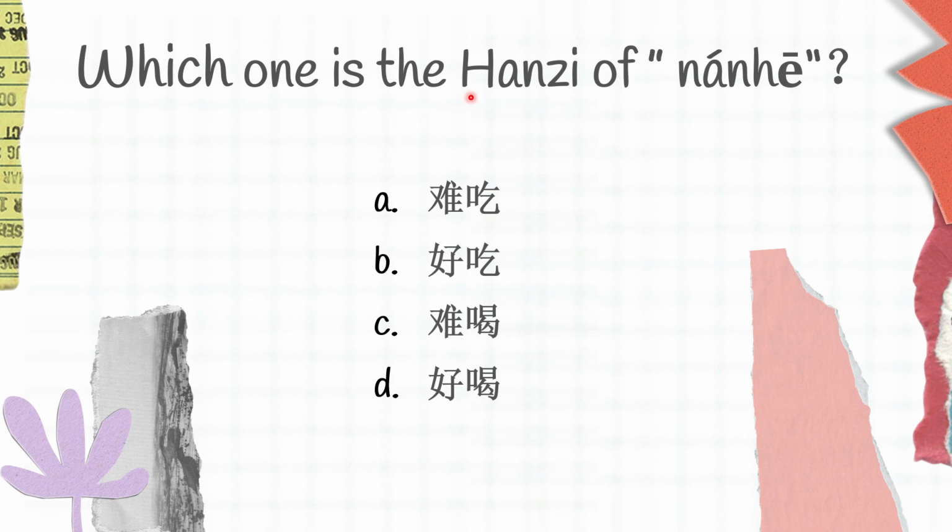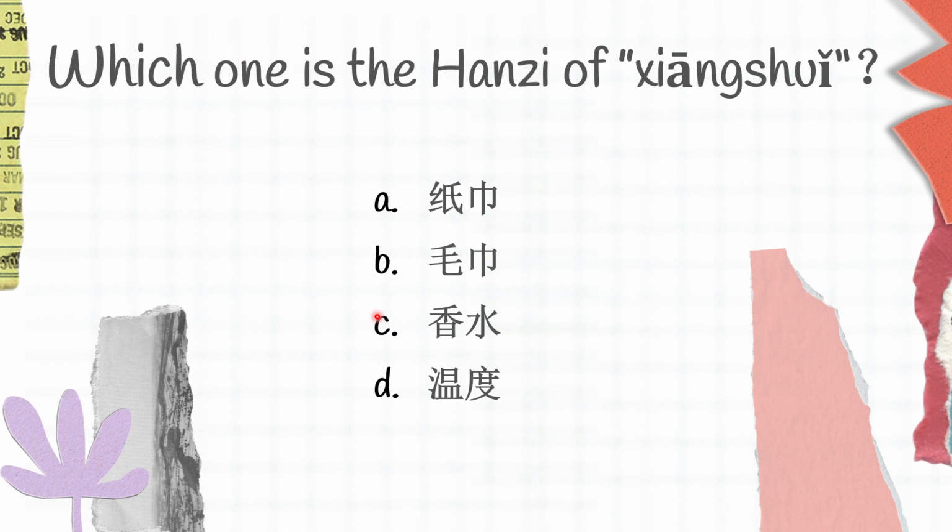Which one is the Hanzi of Nanhe? You guys can try to guess. A is 难吃, B is 好吃, C is 难喝, and D is 好喝. And 难喝 here is C. Moving on to the next question.